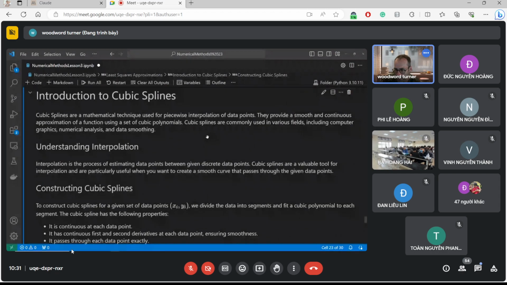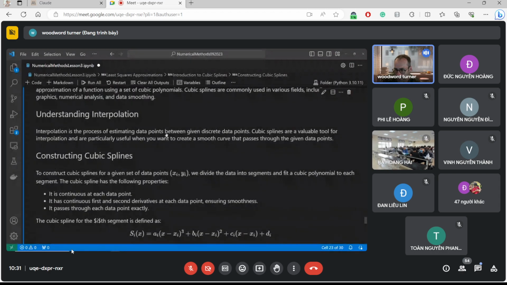Okay, same idea here for interpolation. I'm not going to repeat the definition for the 10th time, but just pointing out that cubic splines are good for interpolation, and they're really useful when you want to create a smooth curve that passes through the data points.